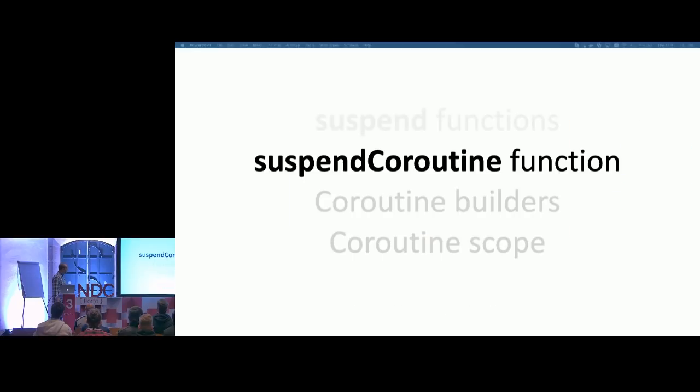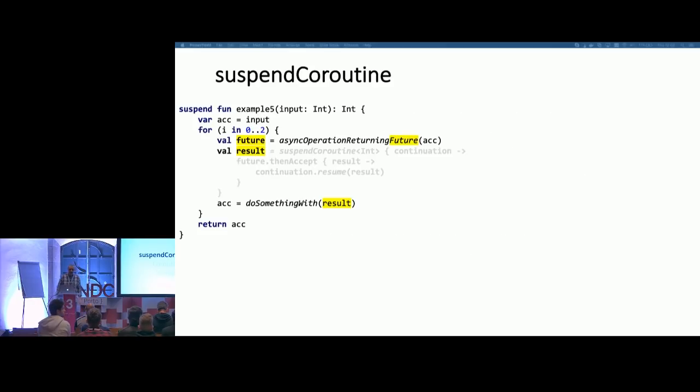Well, the second concept is the concept of a suspend coroutine function. And most of the magic of coroutines is in this suspend coroutine. Let's look at the example. So I have the same for loop, but now I'm not calling a suspend function. I'm calling a legacy function that returns a future. So I have a future, but I need the value that is represented by the future. So how do I get from the future to the value that is represented by the future?